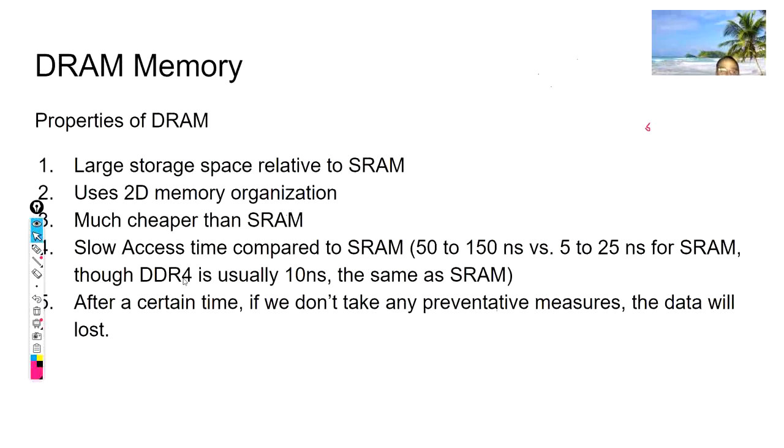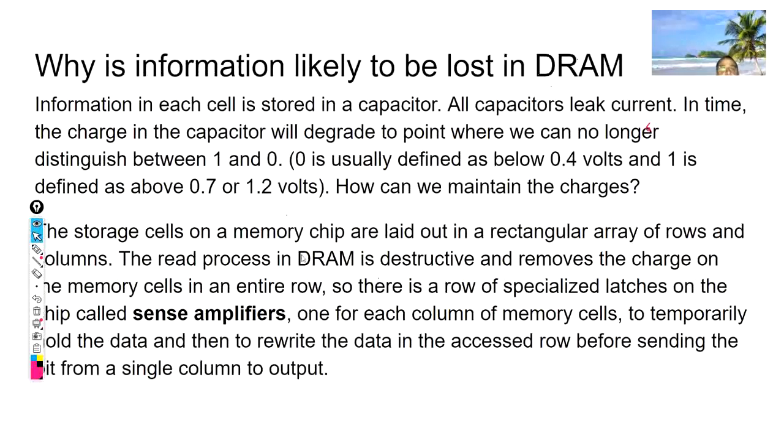DDR4, which is a kind of DRAM, is faster, pretty much the same as SRAM. It's like a new version of DRAM. In other words, they're trying to make the cheap stuff work as fast as the SRAM. So if it does, then you may as well buy the cheap stuff. After a certain time, if we don't take any preventative measures, the data will be lost. And that's what I'm going to talk about in the next slide, which is what the preventative measures are.